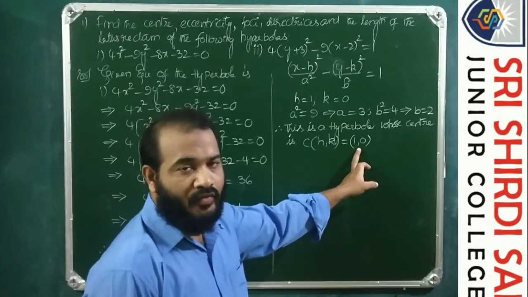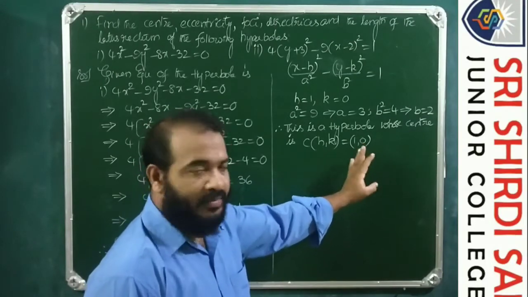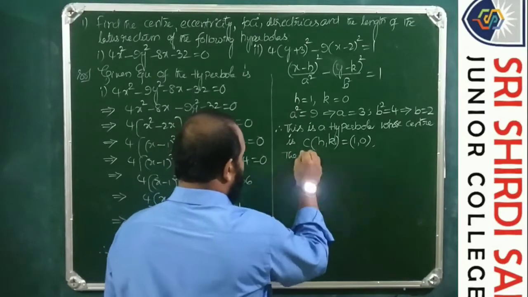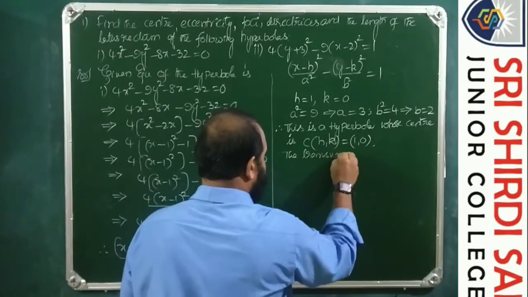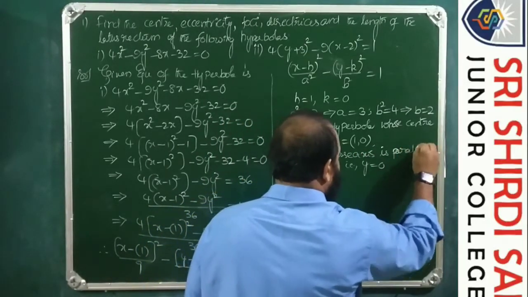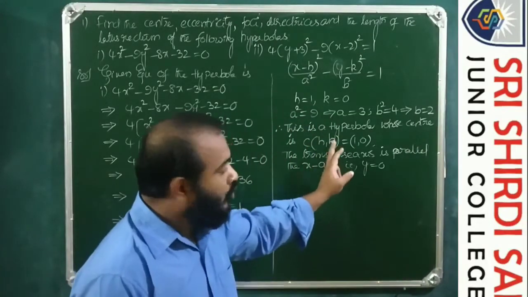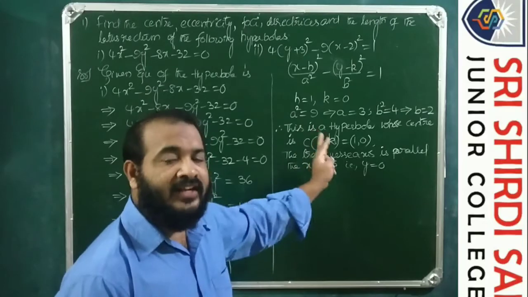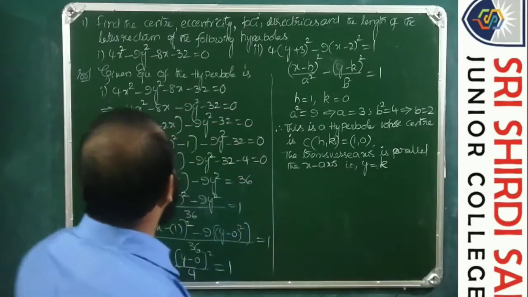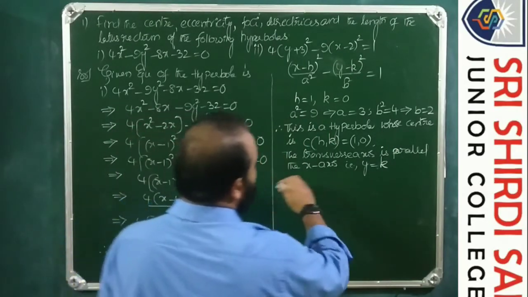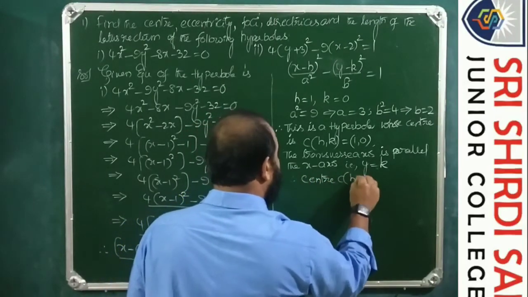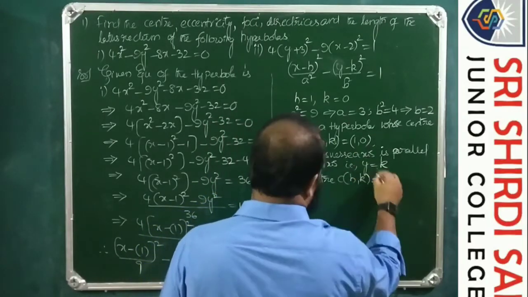Shifting of origin has taken place here now, and the transverse axis is parallel to the x-axis, because this is not the standard hyperbola whose center is at the origin. So this is y is equal to k. Now what do we require here? Center we already got. Therefore center C(h, k) is equal to 1 comma 0.